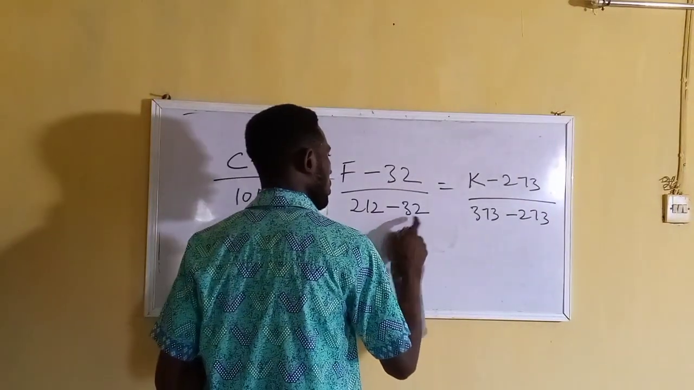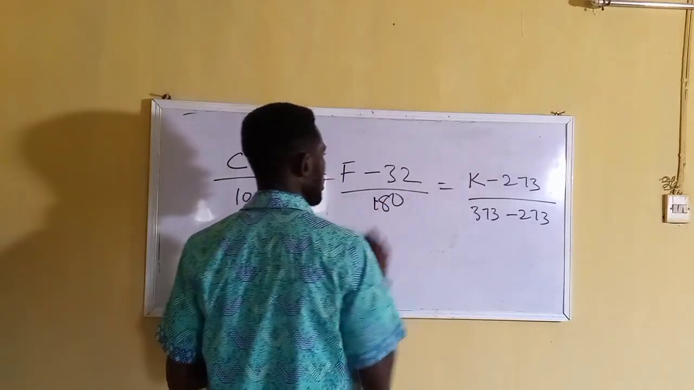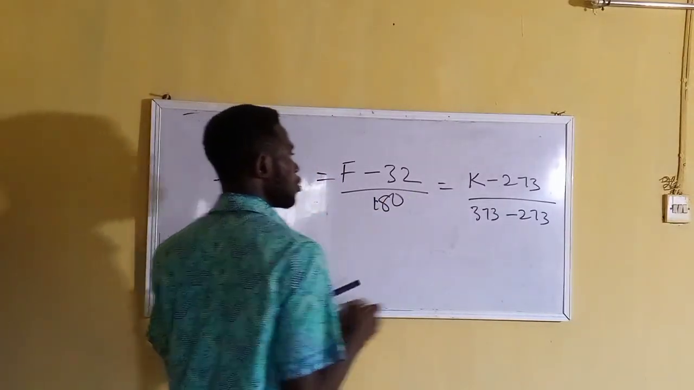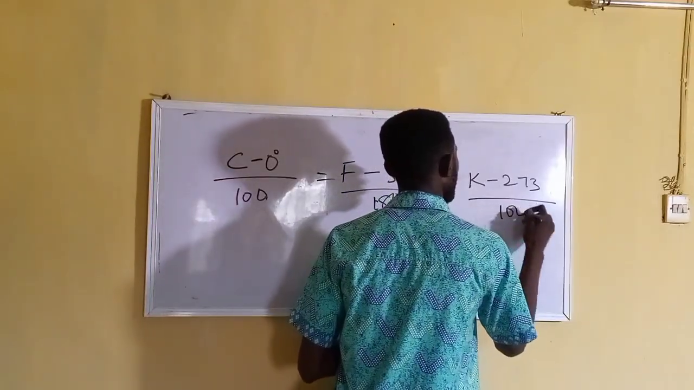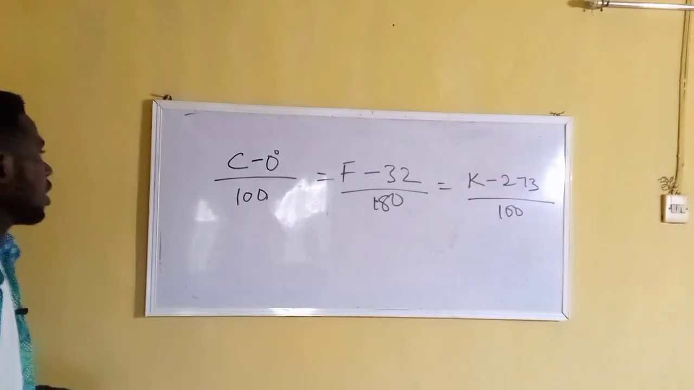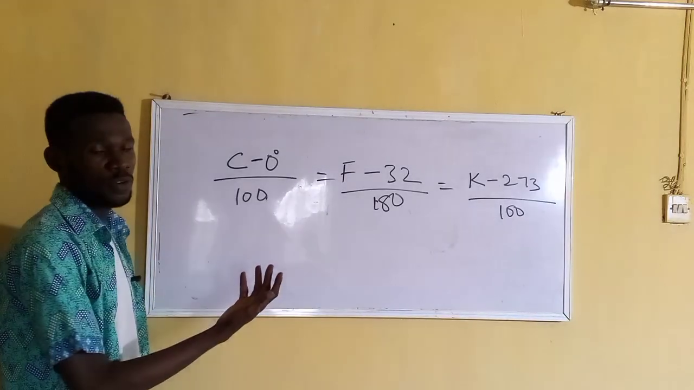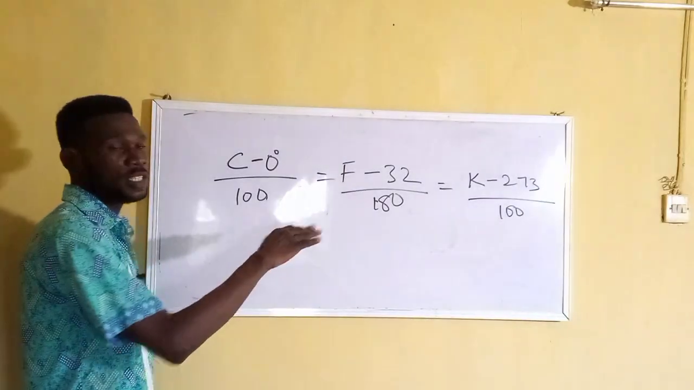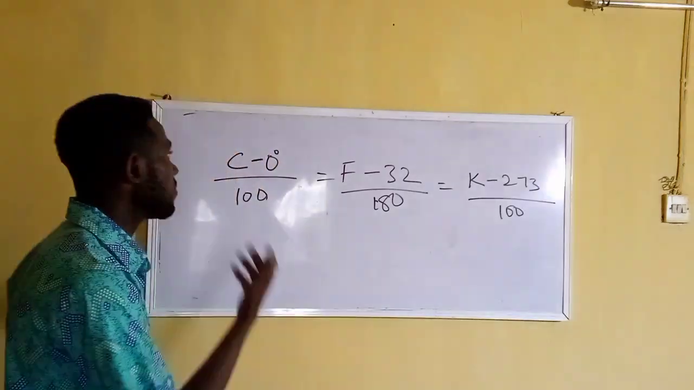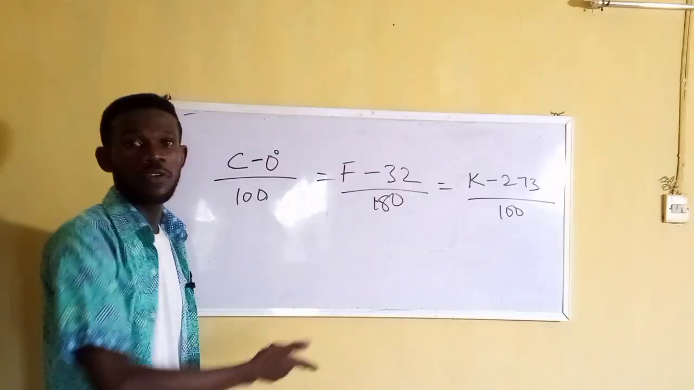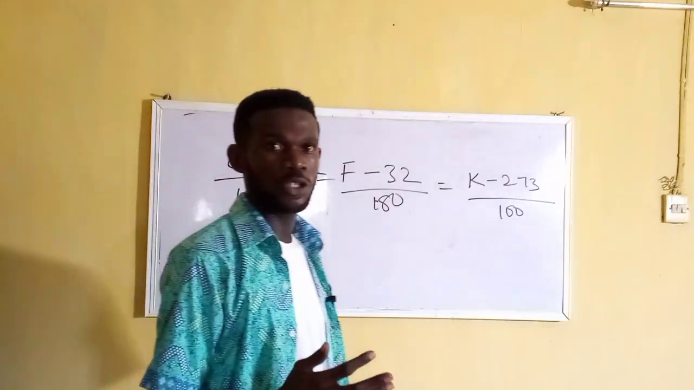212 minus 32 would give you 180. And 373 minus 273 would give you 100. So, if I am to carry out my conversions, this is how you carry out your conversion. Regardless of it being any of these, if it happens to be a thermometer that is not even in Fahrenheit scale or Kelvin scale or a Celsius scale, you can still carry out your conversions.